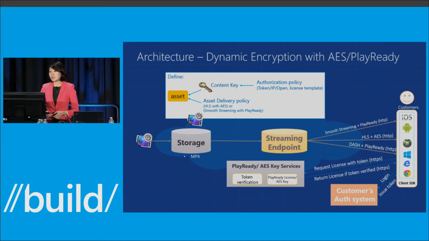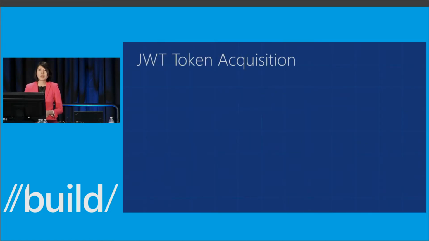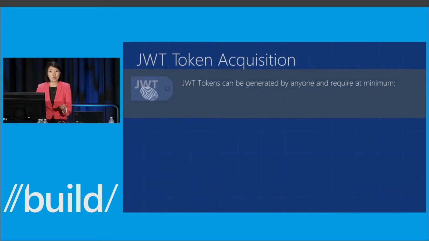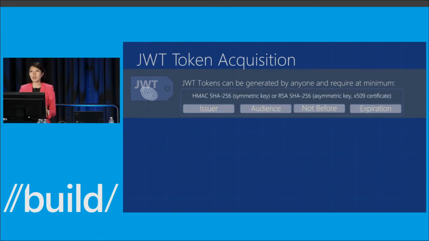And one of the biggest problems when we rolled out the service is people don't understand the token. So I want to add 2 slides here to tell you guys how to compose a token. We support 2 token formats, Simple Web Token and JSON Web Token. JSON Web Token is one of the widely used token formats in the industry that can be generated by anyone. You can use any library to generate a JSON Web Token. And it is composed of issuer, audience, not before, and expiration time. And you can sign the token using symmetric key or asymmetric key, which is an X.509 cert.